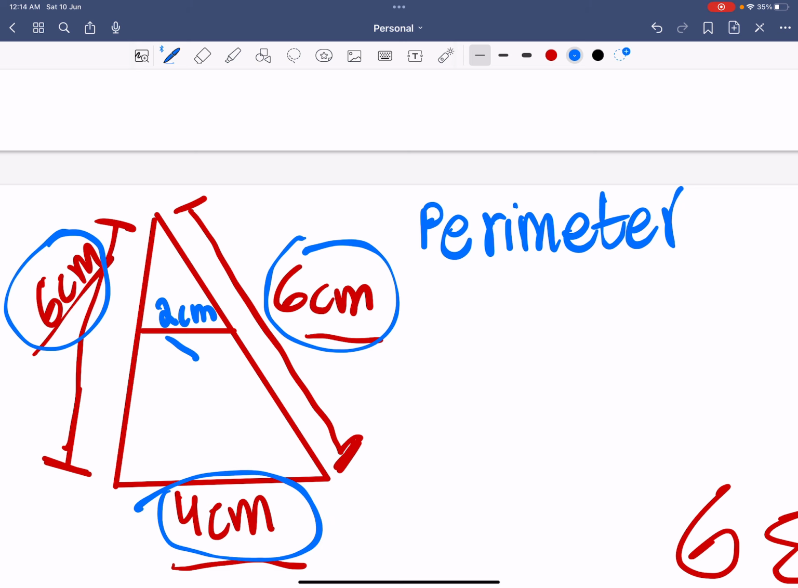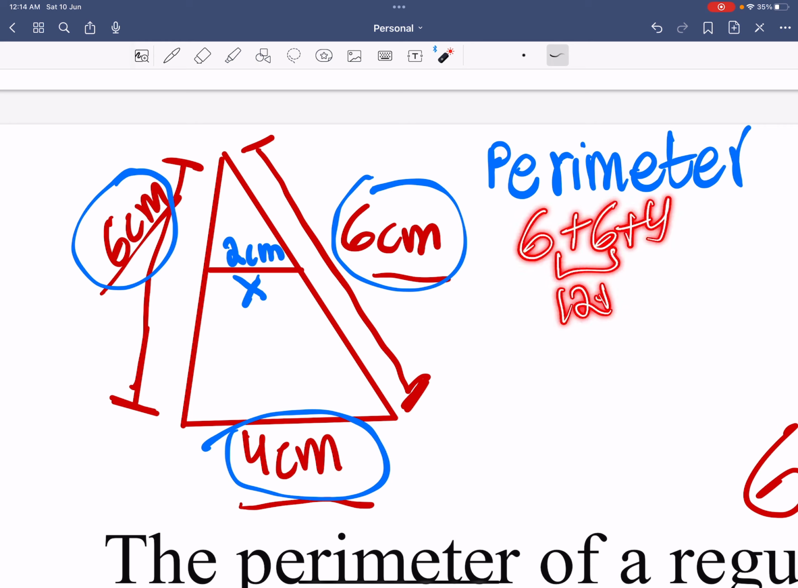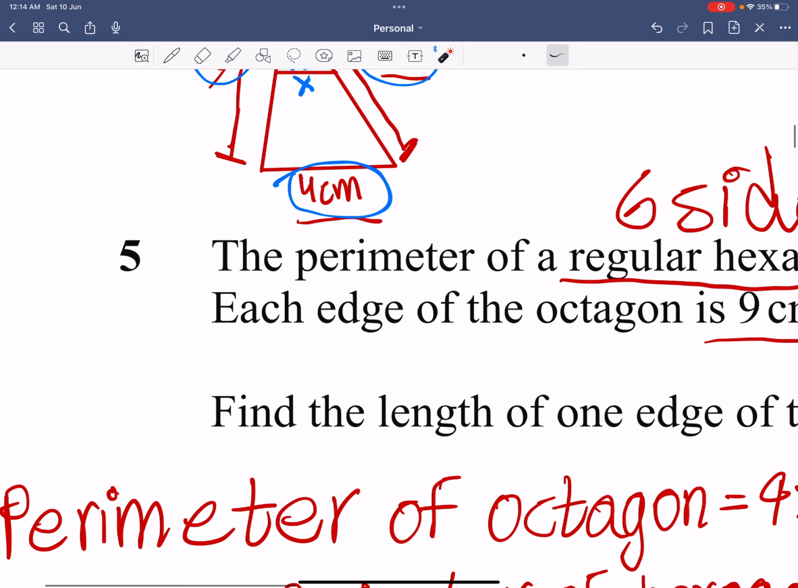Please do not include 2. Why? Because it is not included in the outer boundary. Hence, we will not include 2 in the perimeter. So the perimeter will be 6 plus 4, which is 6 plus 6 is 12. 12 plus 4 is 16 centimeter. It won't be 18, it will be 16. So let's apply the same rule over here.